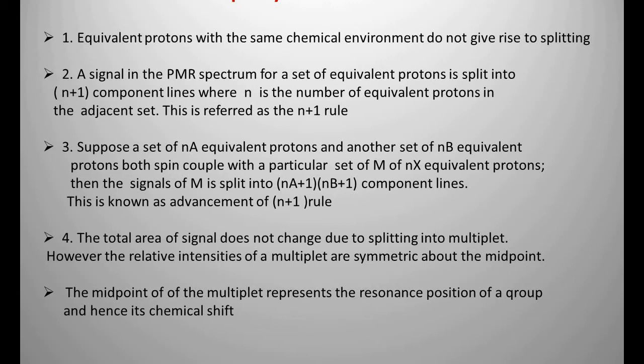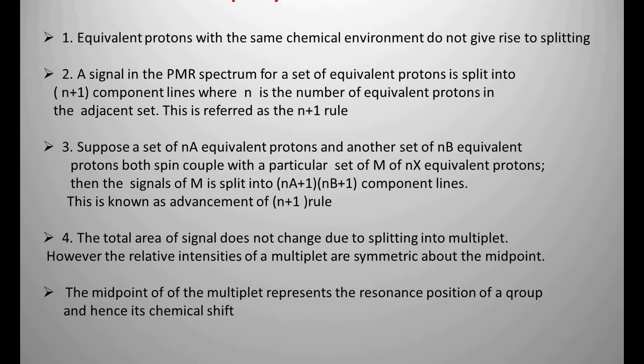Suppose a set of Na equivalent protons and another set of Nb equivalent protons are both spin coupled with a particular set M of Ns equivalent protons. Suppose we have A, B and M as the proton sets. M is the proton set in the middle, A is the proton set at the left, and B is the proton set at the right of M. That is the situation I am going to discuss.